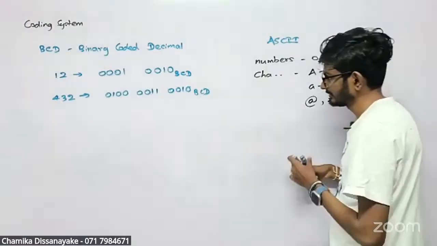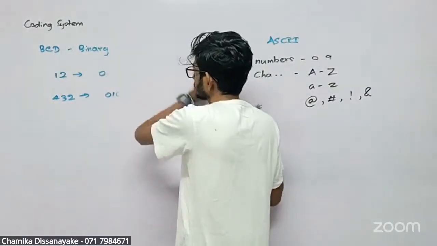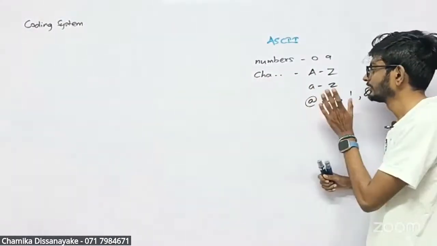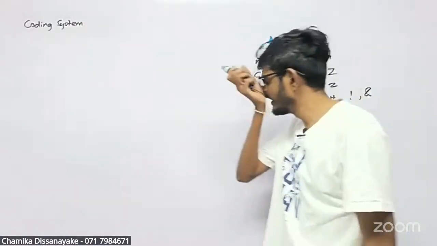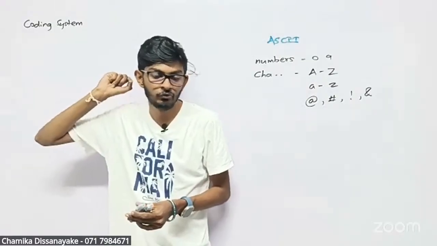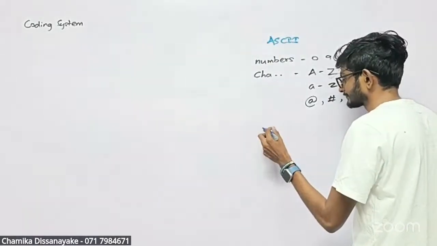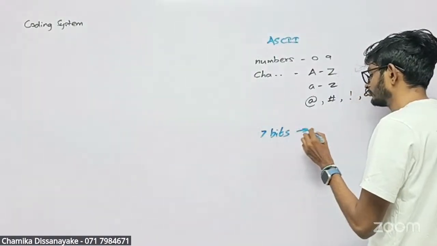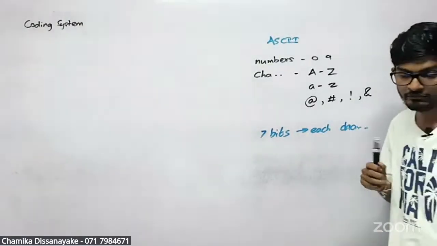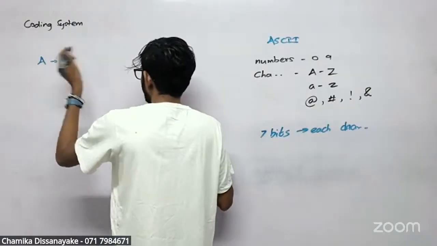So when we represent characters, there is a specific value. Okay. I'm going to erase this one. There is a specific value when we represent characters. So in BCD, we used 4 bits for each character, but in ASCII, we use 7 bits for each character. For example, when we talk about A, A should be written in 7 bits.